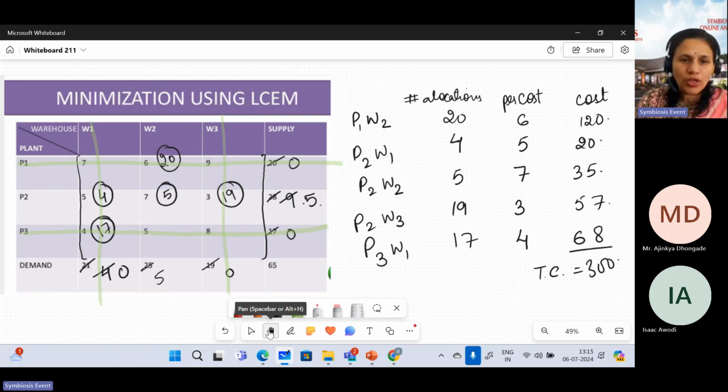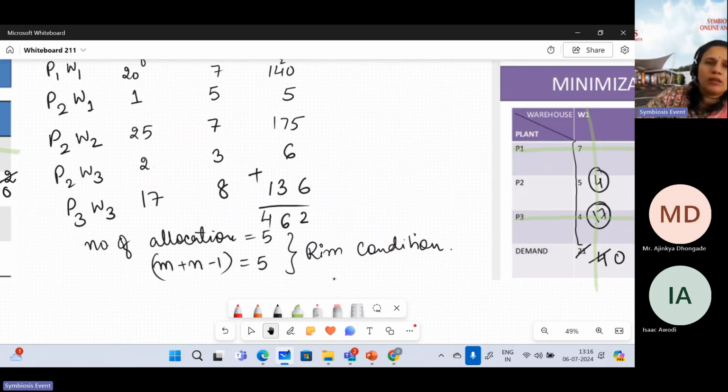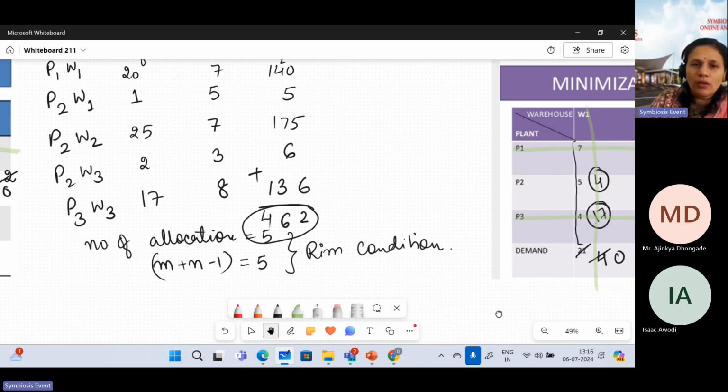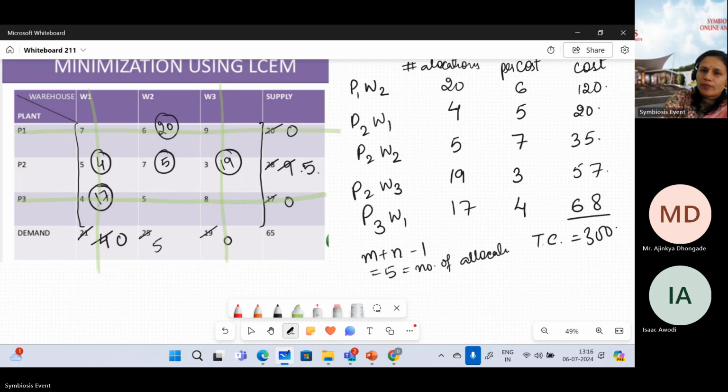If we cross-check and compare it with our previous result by the northwest corner method, that time the total cost was 462. Now if you see here, the cost is reduced and it becomes 300. And here also, if I check the m plus n minus 1 rule, that is number of rows 3, number of columns 3, 6 minus 1, 5. So the number of allocations I am getting is 5. That means I am eligible to find the optimal solution.